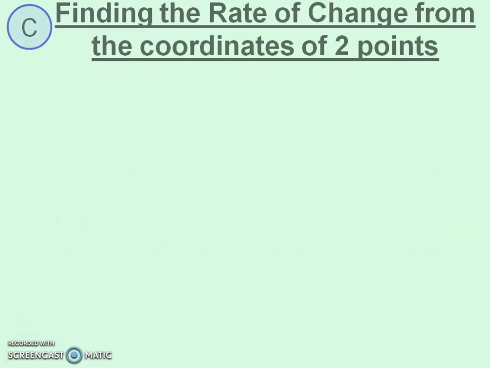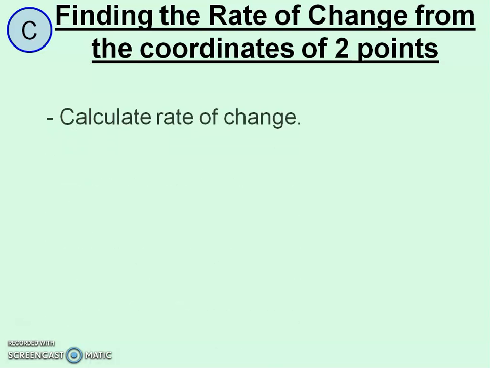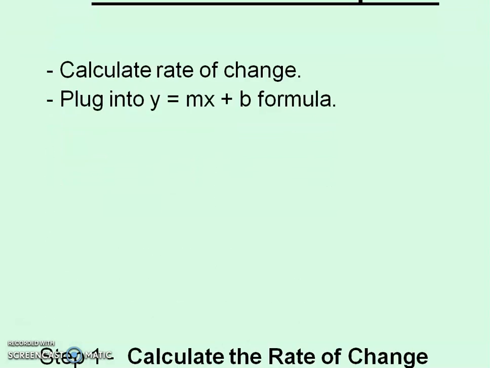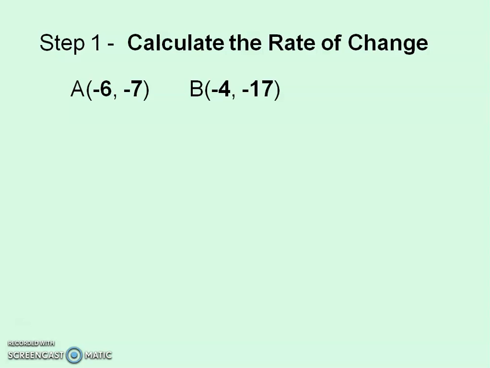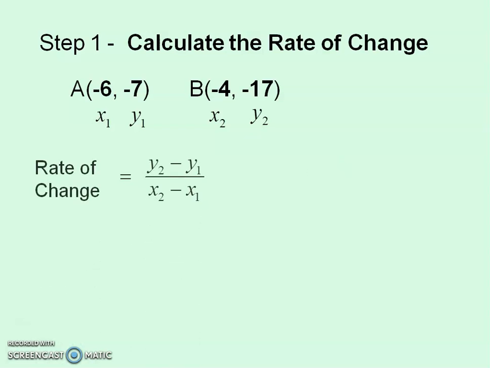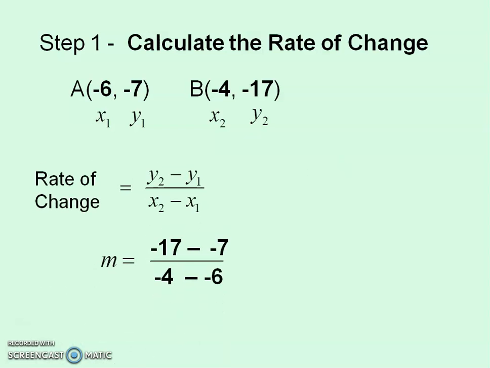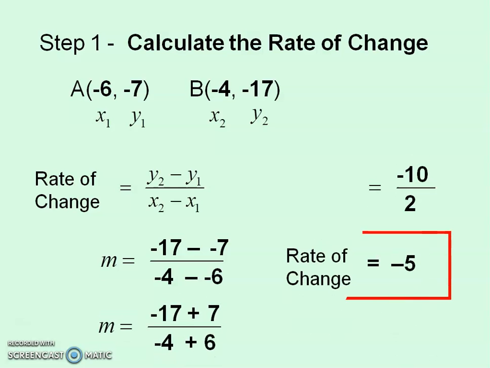And finally, given 2 points, almost the exact same procedure, except that I'm given the 2 points. So I would label them x1, y1, x2, y2. If you want to pause the video and give it a try, go ahead. But I'll skip right to labeling and plugging in. When I solved for my rate of change, I got -17 minus -7 over -4 minus -6, a lot of negatives. And that simplifies to -5. That's my m value here.